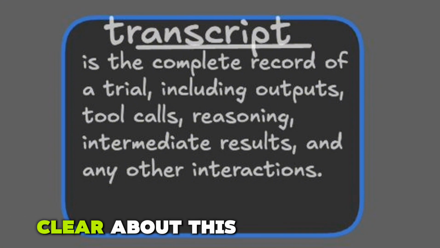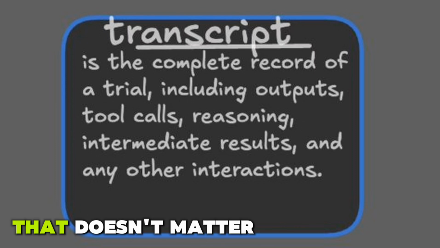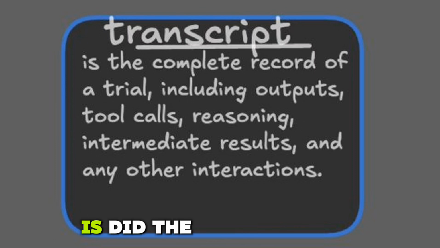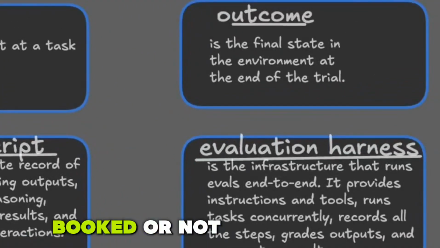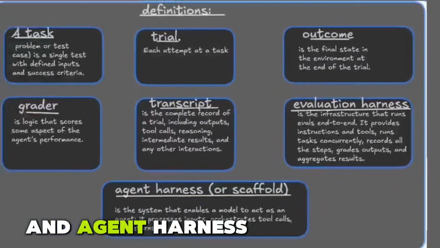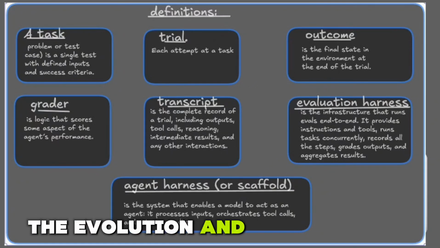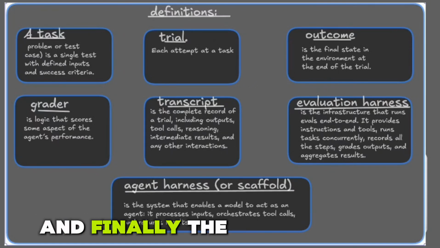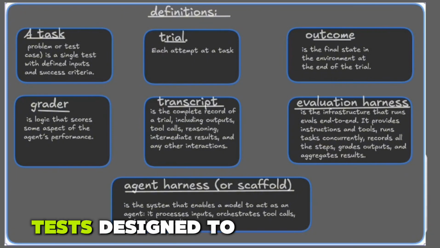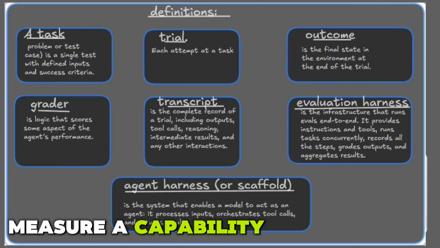Let me be clear about this. If an agent says it booked the flight, that doesn't matter. The real question is, did the flight actually get booked or not? That is the outcome. Then we have the evaluation harness and agent harness. These are the systems that run the evaluation and run the agent. And finally the evaluation suite, which is simply a collection of tests designed to measure a capability.